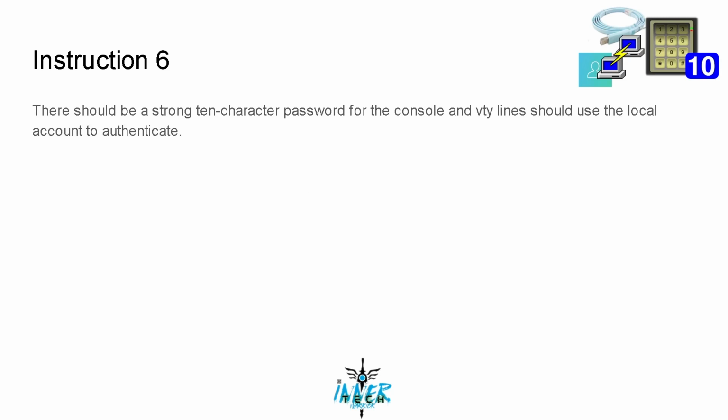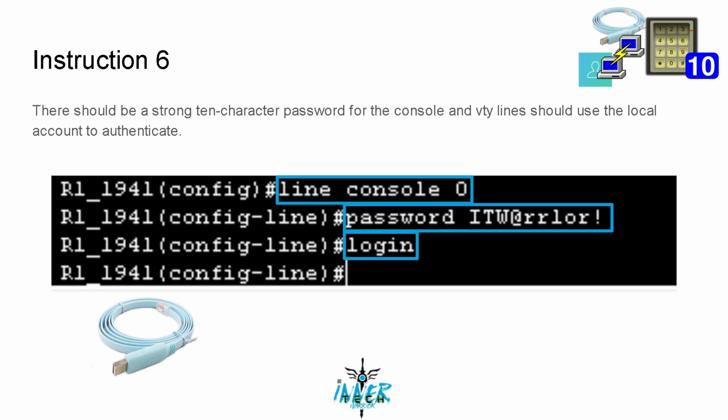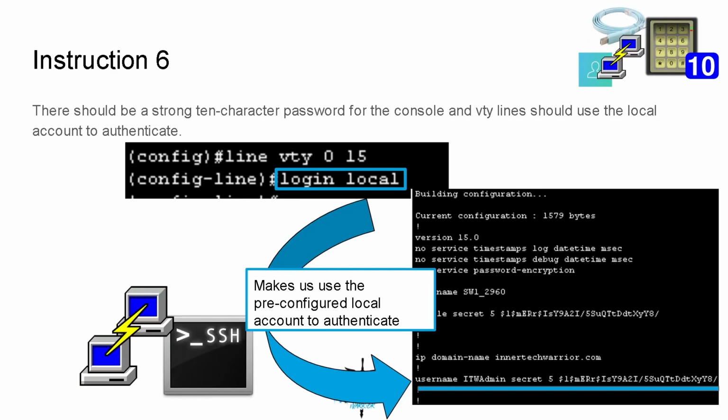Policy 6 states that there should be a strong 10-character password for the console line and that VTY lines should use the local account to authenticate. The password should be ITWarrior according to management. So let's put in the commands. Line console 0, password ITWarrior, login. And then for the VTY lines, we don't want to create a separate password, but instead use the local account's username and password. So for this one, we'll use the command line vty 0 15, login local.